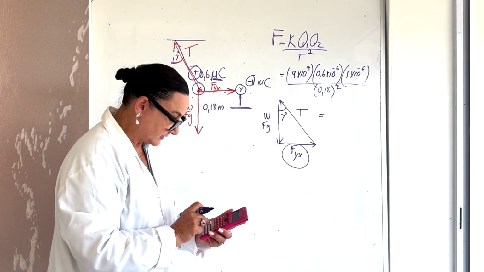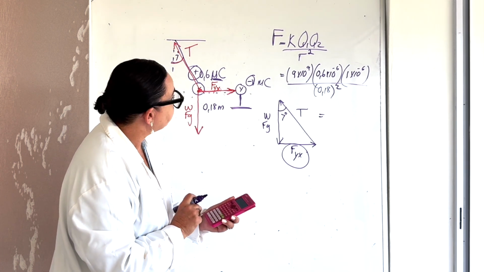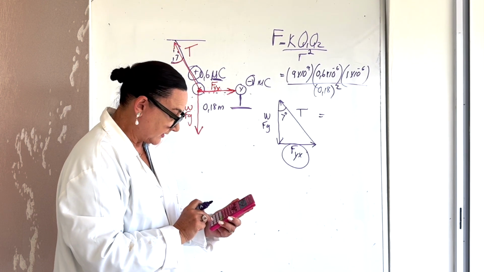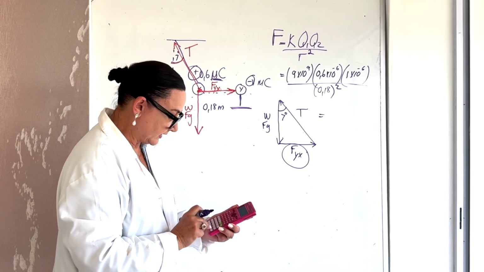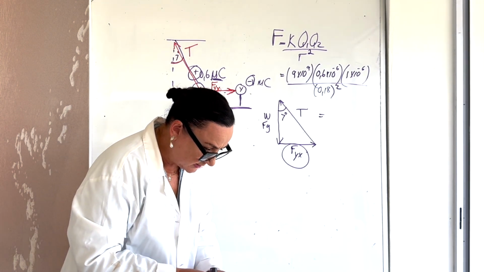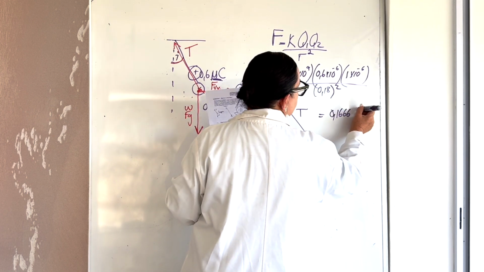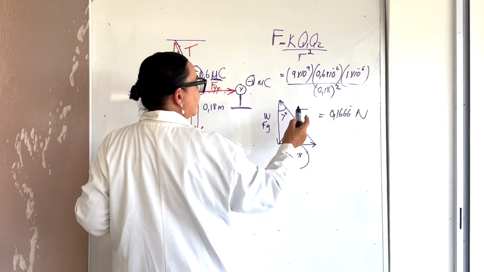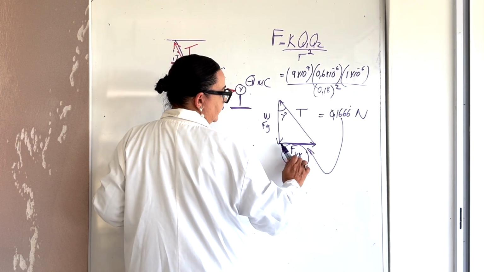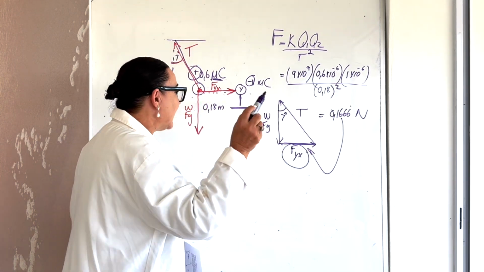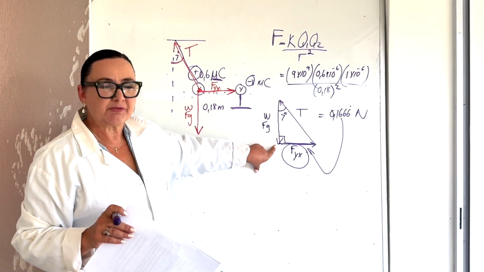So 9 times 10 to the 9, 0.6 times 10 to the -6 times 1 times 10 to the -6, divided by the distance, 0.18 squared, and I get my answer: 0.1666 Newton. Alright, so I do have then this force. If I have that force there, and I've got an angle, and a 90-degree angle there, now I can immediately start to work and use my mathematics.